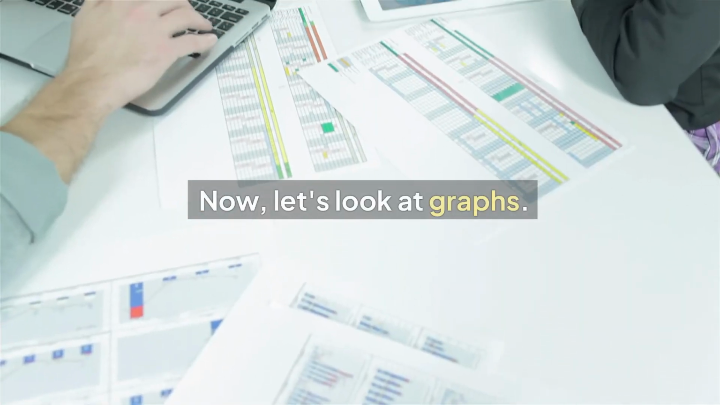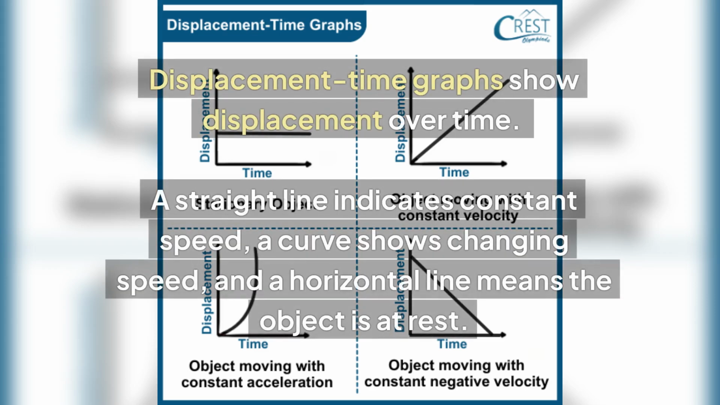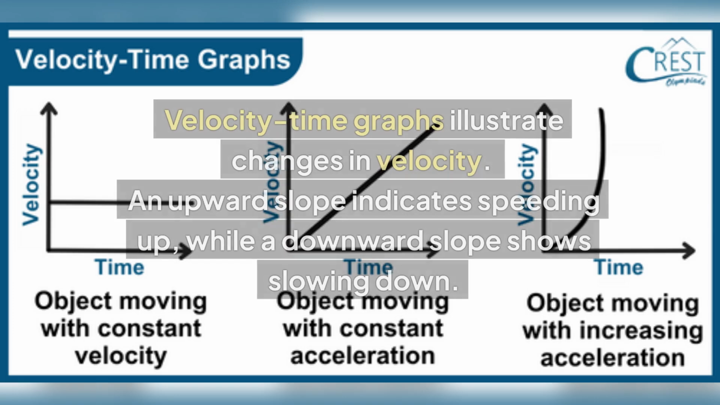Now let's look at graphs. Displacement time graphs show displacement over time. A straight line indicates constant speed, a curve shows changing speed, and a horizontal line means the object is at rest. Velocity time graphs illustrate changes in velocity. An upward slope indicates speeding up, while a downward slope shows slowing down.